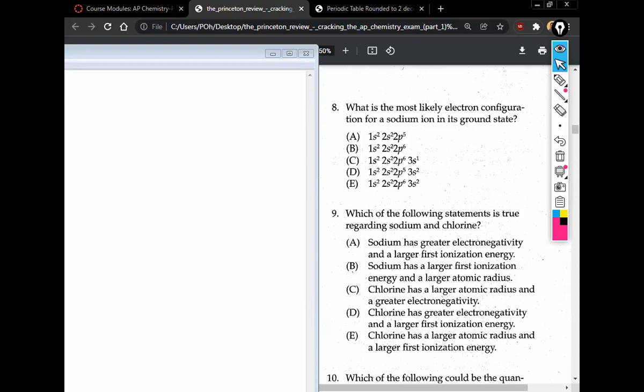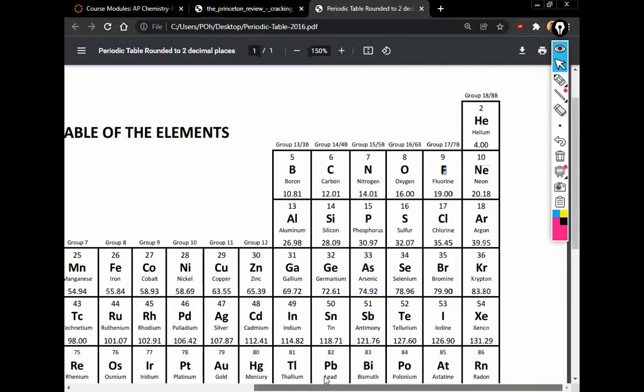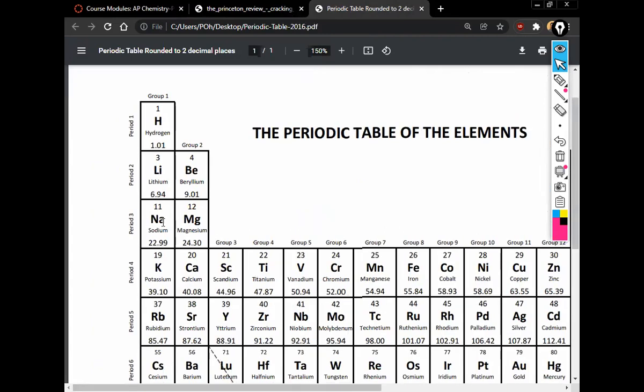All right, you guys ready to go? We've got a sodium ion, so let's look at regular sodium first. Regular sodium is in the 3rd row. What's going to be the final subshell? 3s1. Good. Which means that we have 1s2, 2s2, 2p6, and 3s1. This is the configuration for regular sodium.